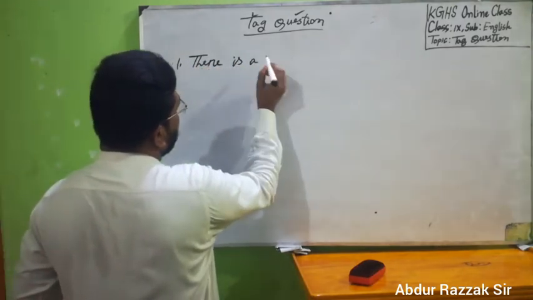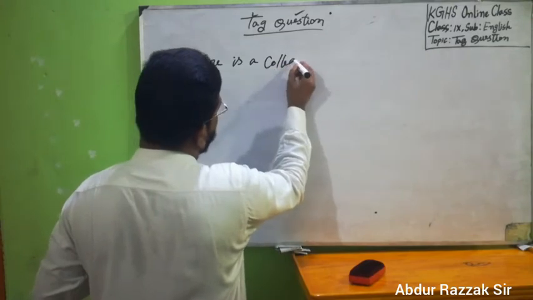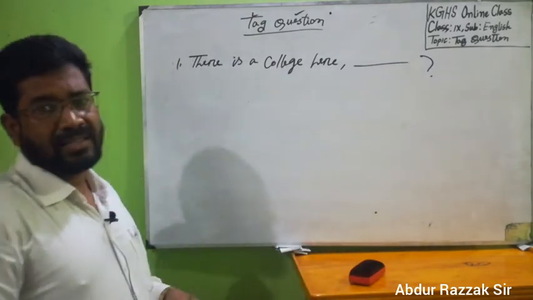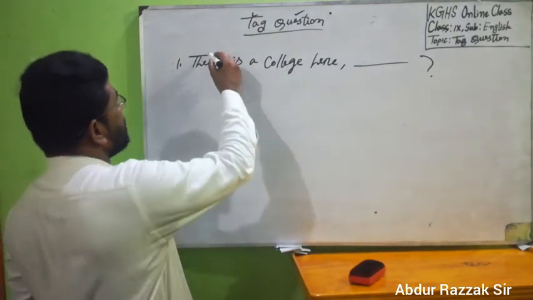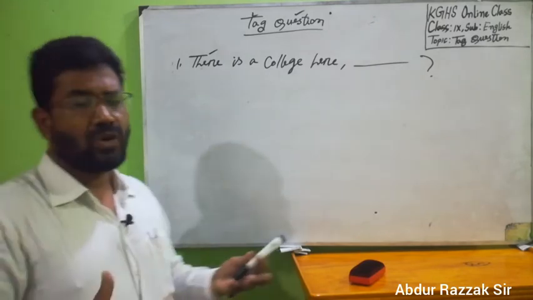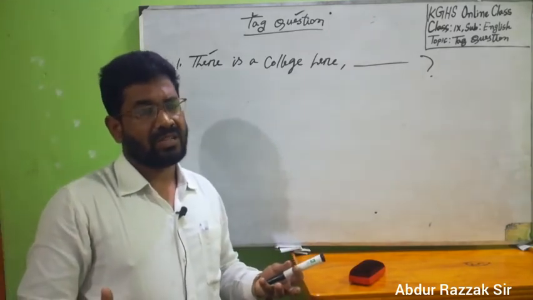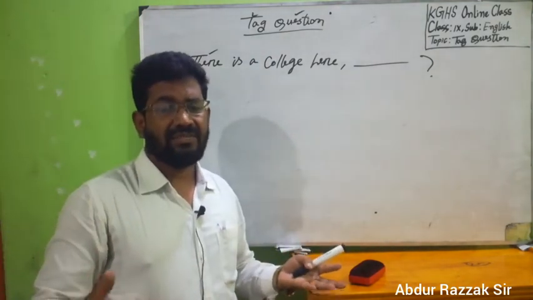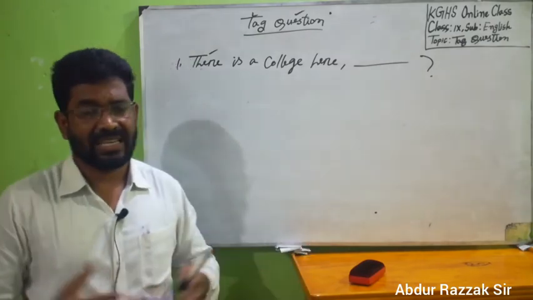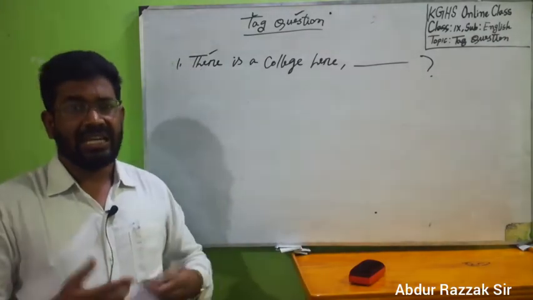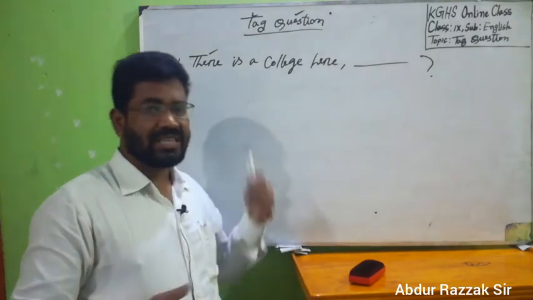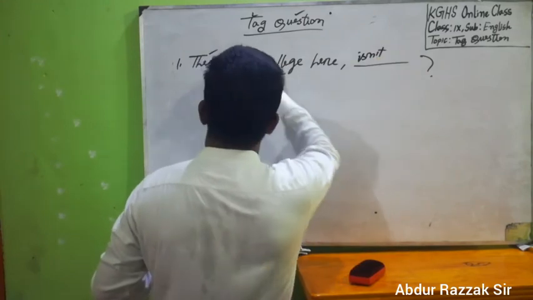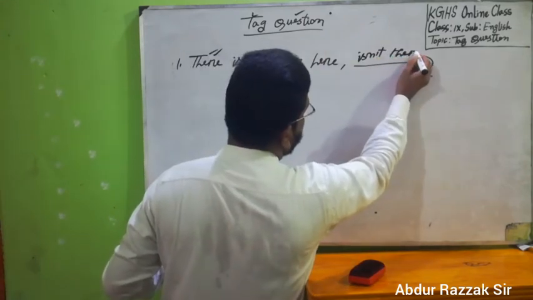There is a college here. Dear students, in this sentence the subject is there. This is also a pronoun, because in this sentence there is no active subject. If you don't find any subject in a Bengali sentence, you generally use there is or there are. So this is also a subject. So in this case you will write isn't there.